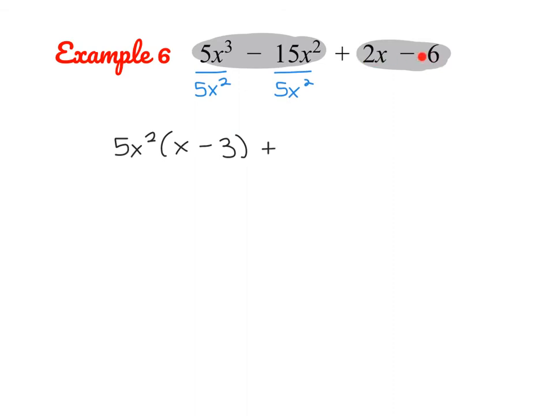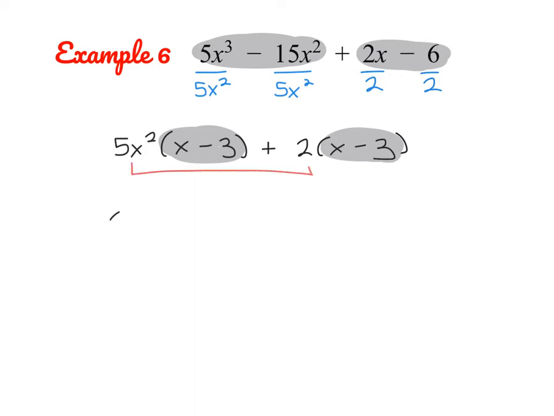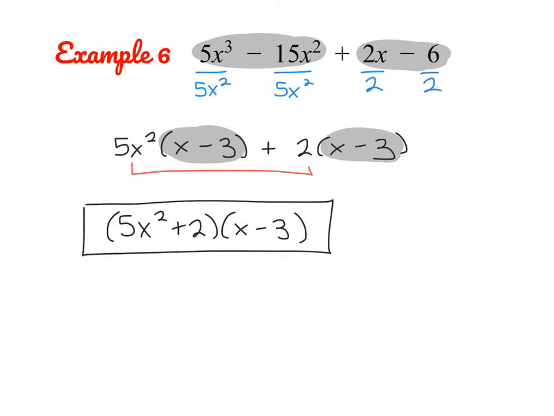And then here, we can divide both of those terms by 2. So that gives us plus 2 times x minus 3. This is how you can tell that this method is working, because we do have the same factor twice. We have x minus 3 twice, which means we can take their coefficients and they become their own factor. So 5x squared plus 2 times x minus 3. Again, always make sure that you can't factor more after, and we could quickly check our answer. 5x cubed minus 15x squared plus 2x minus 6.